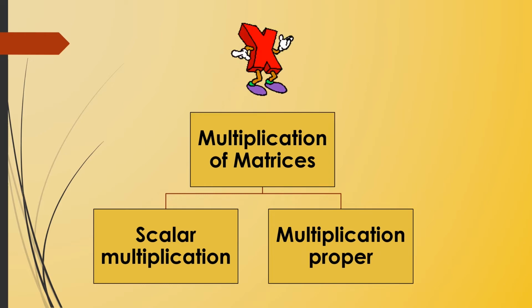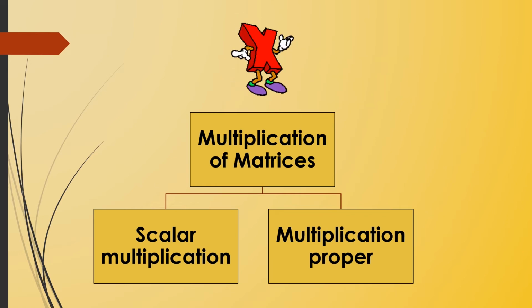Multiplication proper, or multiplication of matrices. The multiplication of two matrices is possible only when the number of columns of the first matrix is equal to the number of rows of the second matrix. In other words, a matrix A is conformable to another matrix B for multiplication, that is AB exists, only when the number of columns in A is equal to the number of rows in B.